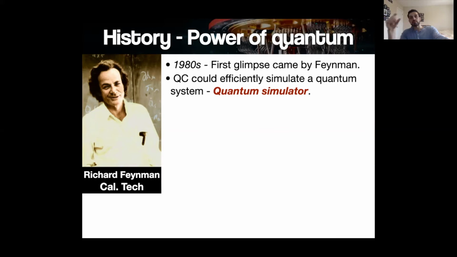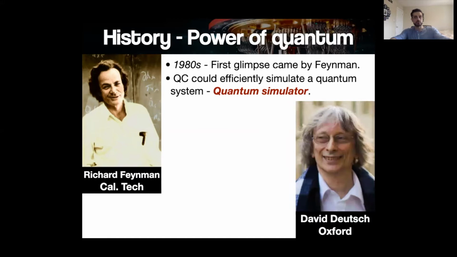But if our computer was built from those systems we're trying to simulate, then we would be able to efficiently simulate their interaction. So this is something that Feynman proposes. And that's a huge step forward, because there's an incredible amount of uses for quantum simulation.